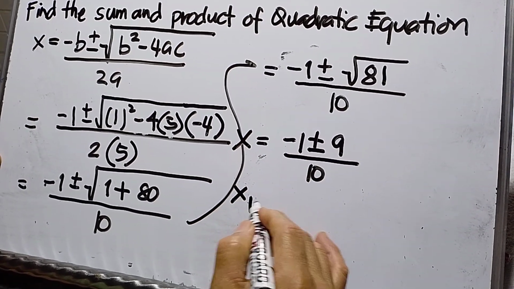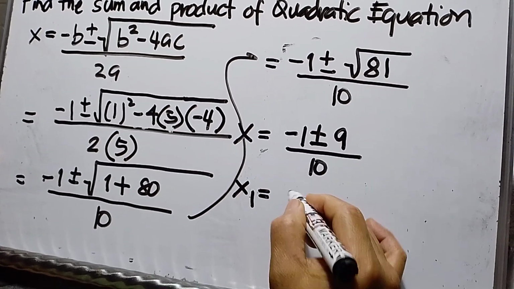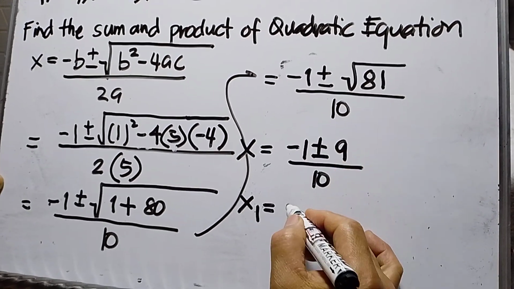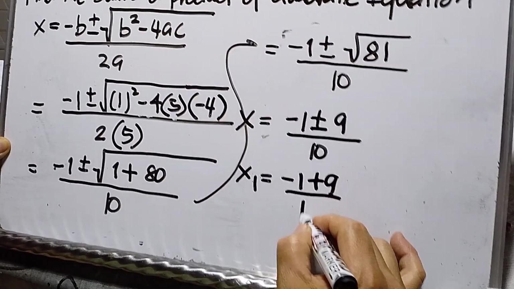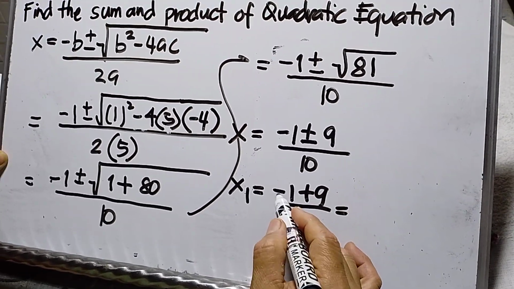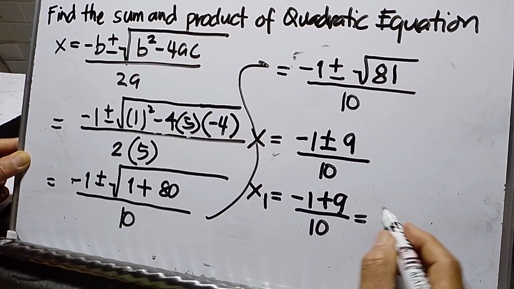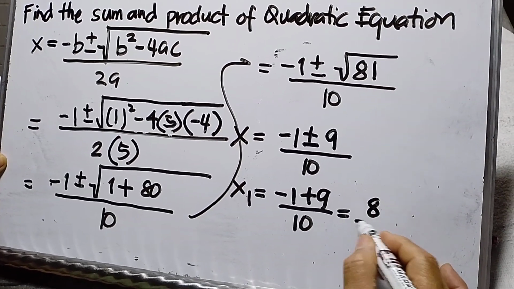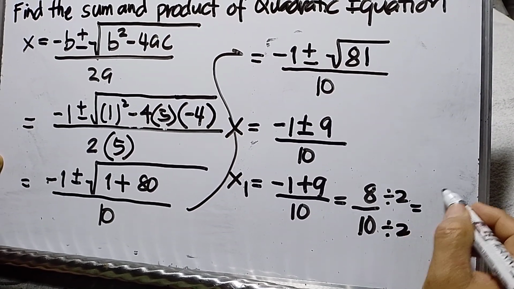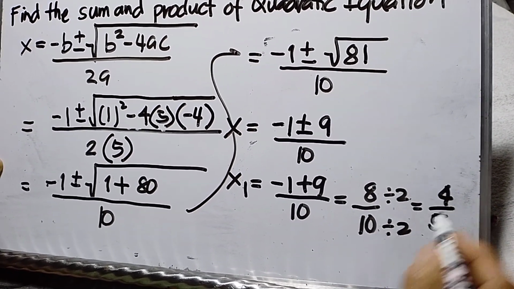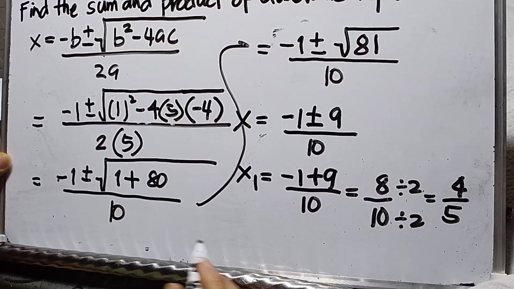Now let us get the x sub 1. Plus and minus, so this will be minus 1 plus 9 over 10. Minus 1 plus 9 will be 8 over 10. And then reduce this by dividing by 2. This will be 4 over 5. So x sub 1 is 4 over 5.